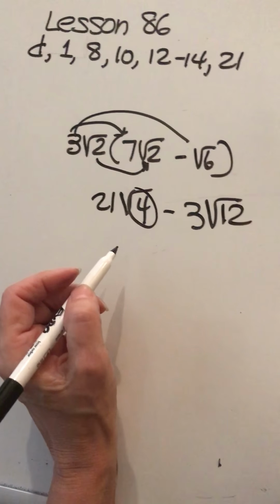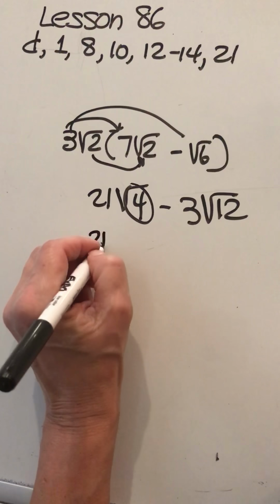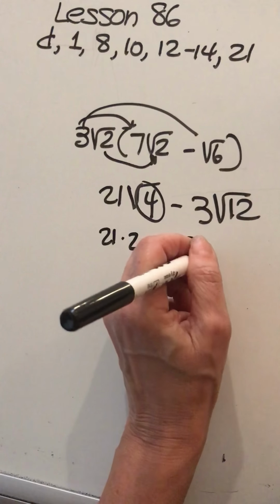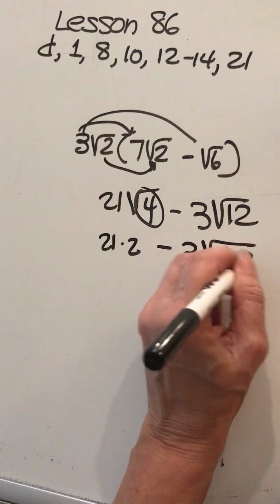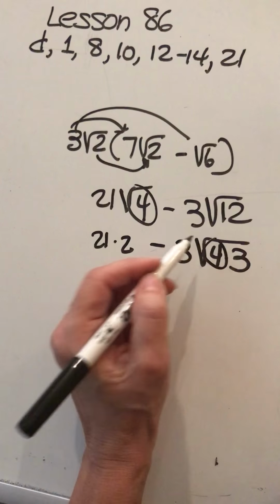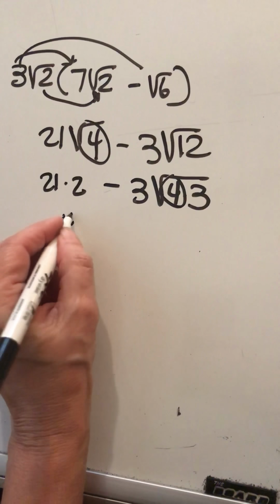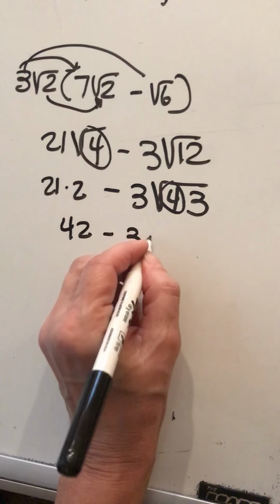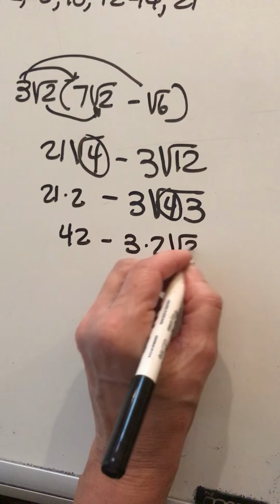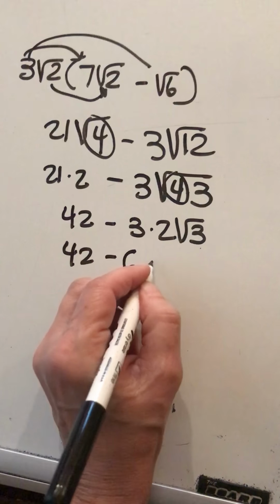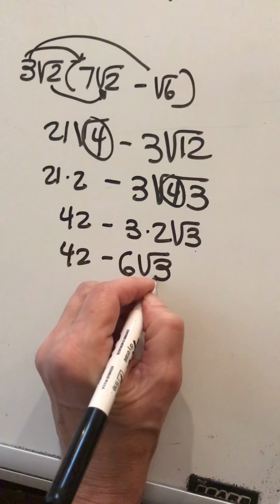I can unsquare my 4. It becomes a 2. So this is 21 times 2 minus 3. 12 is 4 times 3. I can unsquare my 4. It becomes a 2. So this is 42 minus 3 times 2. My 3 stays under the radical. So it's 42 minus 6 square root of 3.